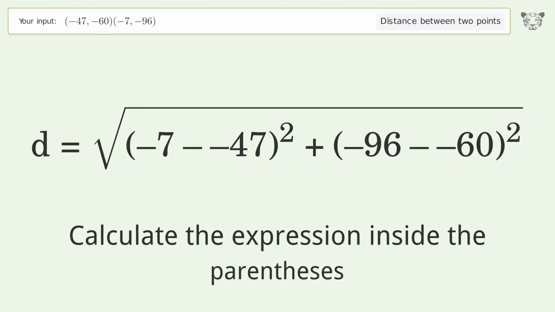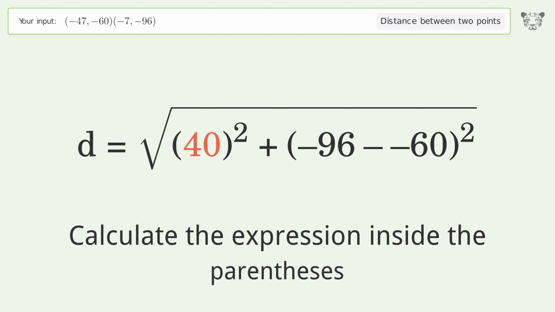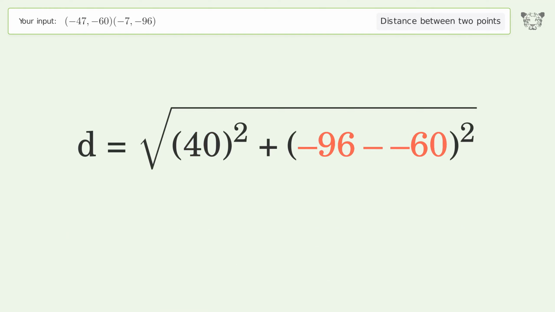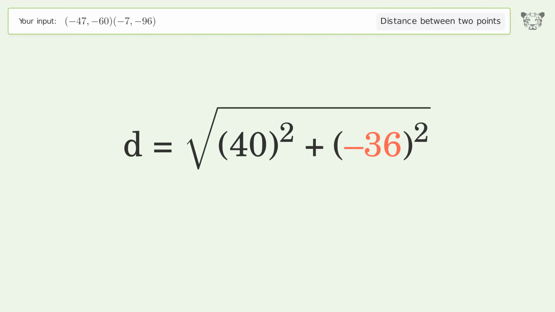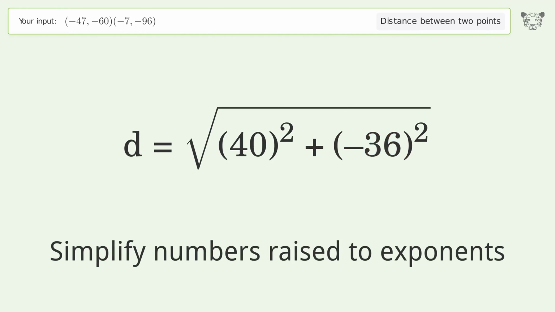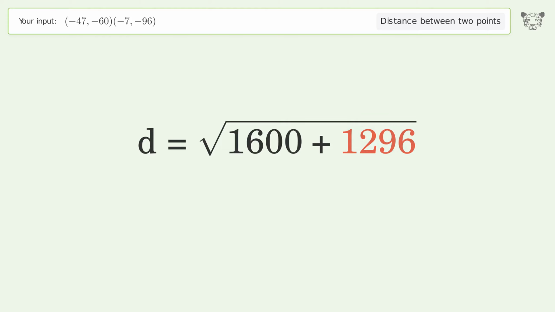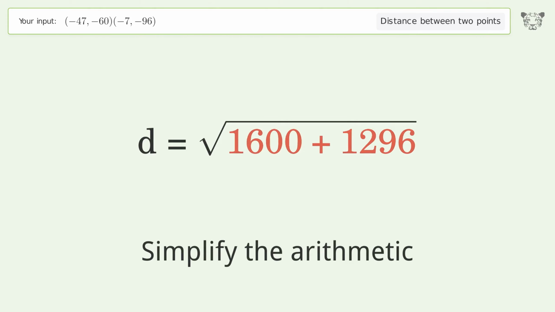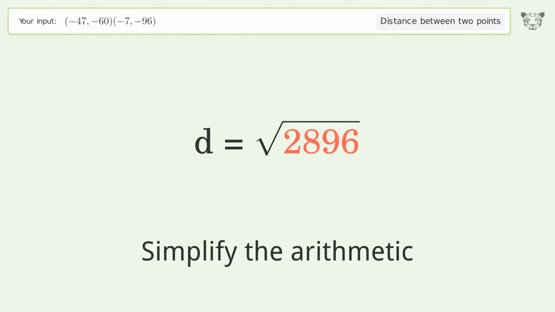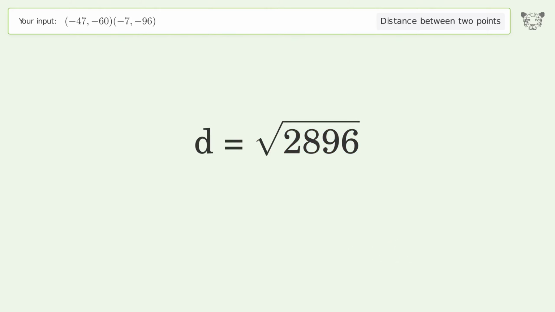Calculate the expression inside the parentheses. Simplify numbers raised to exponents. Simplify the arithmetic. And so the distance between the 2 points is the square root of 2,896, or 53.814.